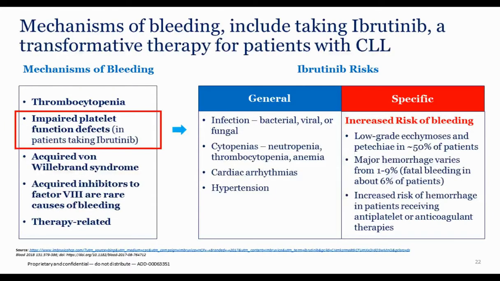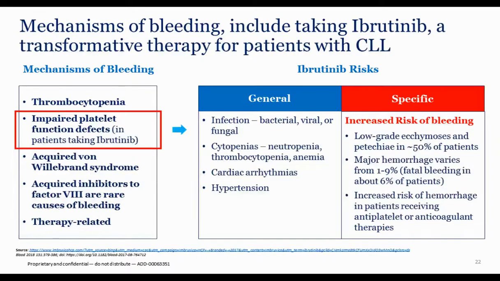And taking the drug by itself has a number of risk factors, such as infections that have been described, bacterial, viral, and fungal. Cytopenias have been described in some of these patients as well.